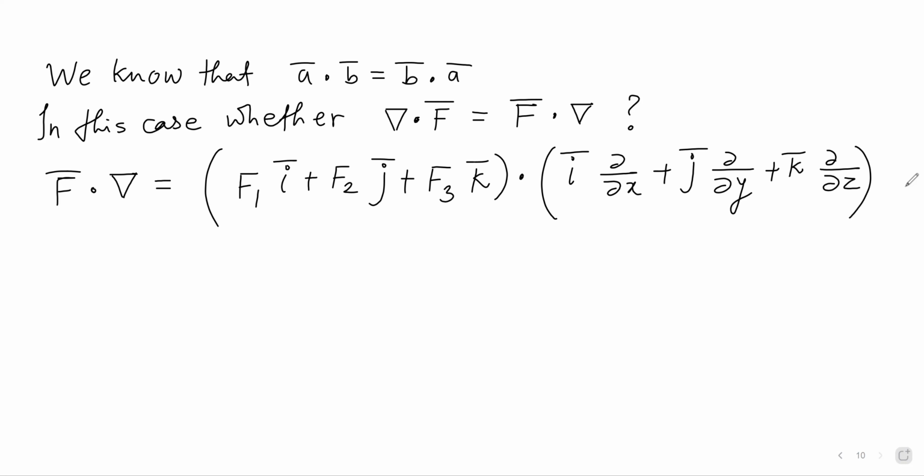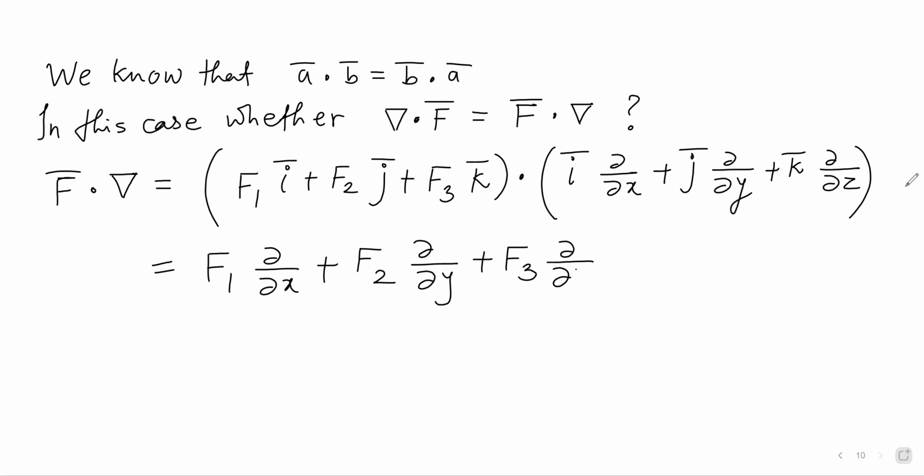Now here you have to always preserve the order as it is, because one of them is an operator. Correct? So this will be f1 times dou by dou x plus f2 times dou by dou y plus f3 times dou by dou z. The way we multiply the dot product. So still we get an operator.